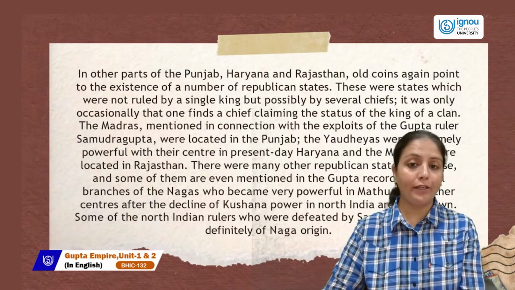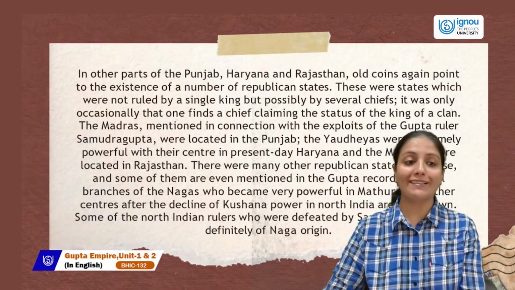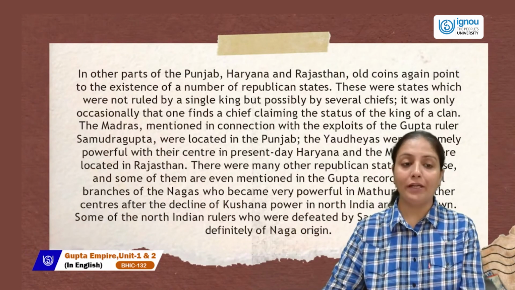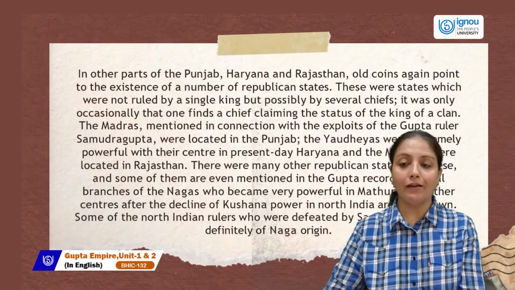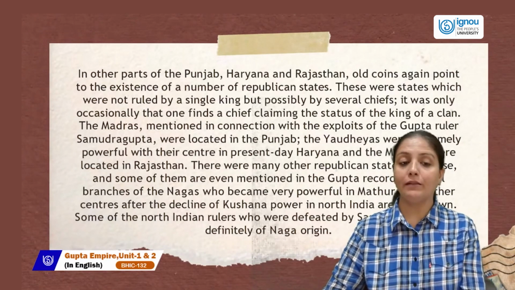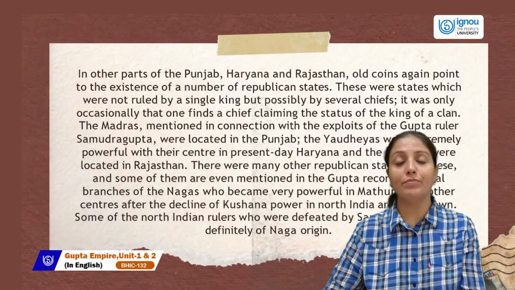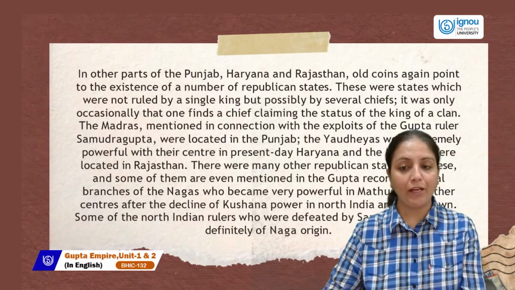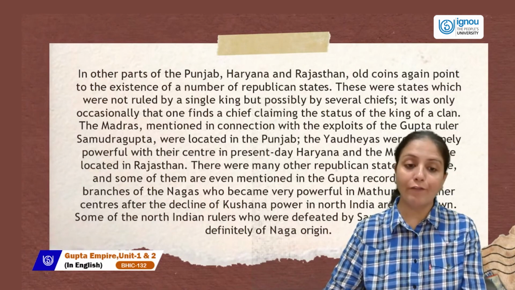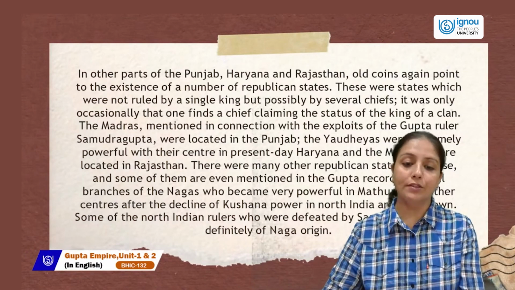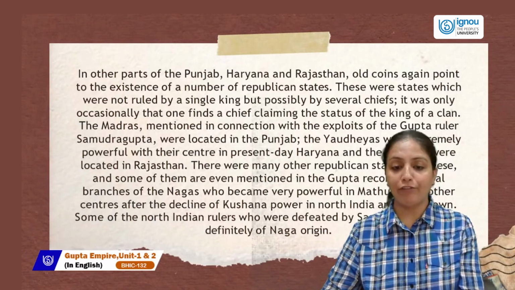Okay, the Yaudheyas were located in Punjab, extremely powerful with their center in present-day Haryana, and the Malwas were located in Rajasthan. There were many other republican states like these, and some of them are even mentioned in Gupta records. Several branches of Nagas, meaning Naga rulers, became very powerful in Mathura and other centers after the decline of Kushana power in North India. In Mathura, Nagas were very powerful. Some of the North Indian rulers who were defeated by Samudragupta were definitely of Naga origin.